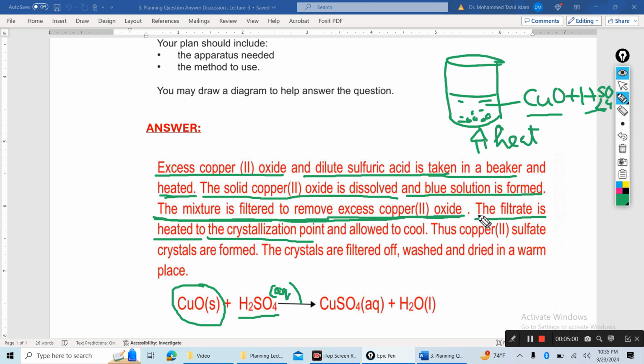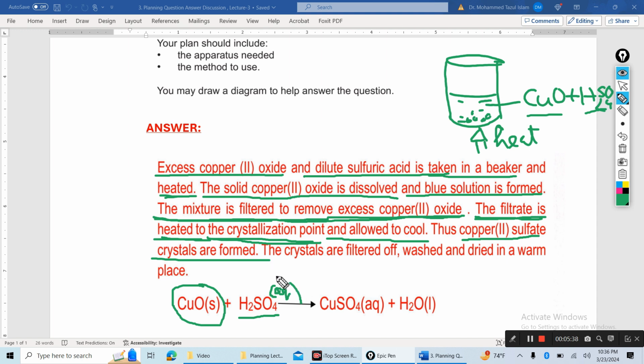So the filtrate is heated to the crystallization point and allowed to cool. When you see crystals start to form, then you stop heating and leave it to cool. After some time, when the mixture has cooled, you will see copper 2 sulfate crystals are produced, which means solid is produced.